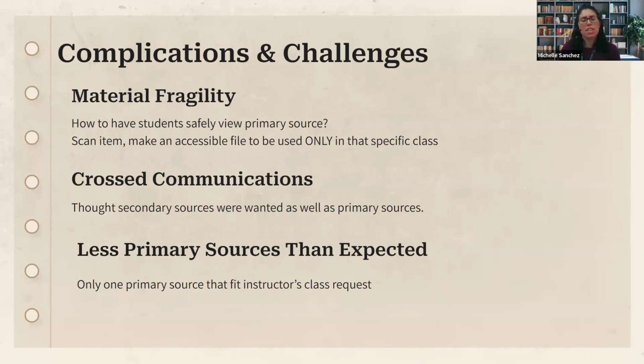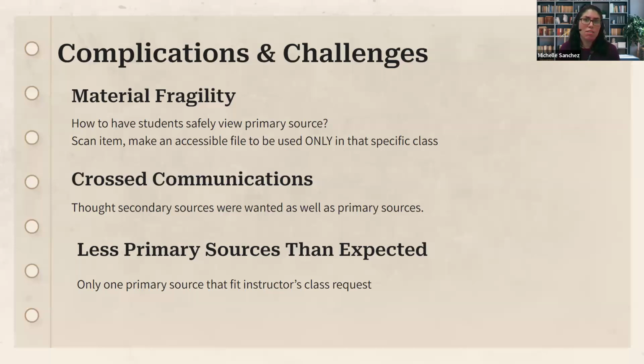Cross communications was another challenge that came up during the consultation period. I was under the impression that he wanted not only primary sources, but secondary sources as well. And then when the class came in, it turned out the instructor only wanted primary sources. Oh, okay. Lesson learned for next time. So the secondary sources talking about the citrus industry were not really needed or wanted for this particular class.